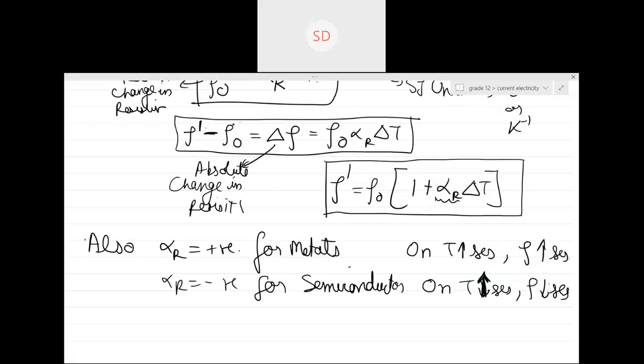So for semiconductors, T is increasing and rho is decreasing, right? Yes, for semiconductor, when temperature increases, resistivity decreases. In every other case, it was directly proportional. When temperature was decreasing, the resistivity was decreasing, and when temperature increases, resistivity also increases. Can you see? Mathematically also, if this is positive, then this whole thing is positive. It is 1 plus something. It is greater than 1. So that's why rho dash is greater than rho naught. Okay? Try to note this thing.